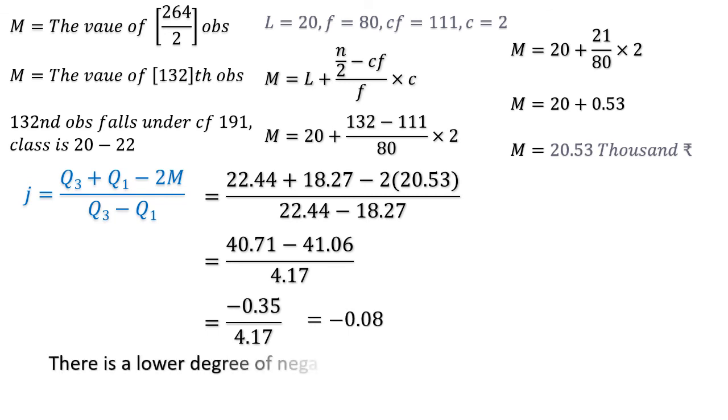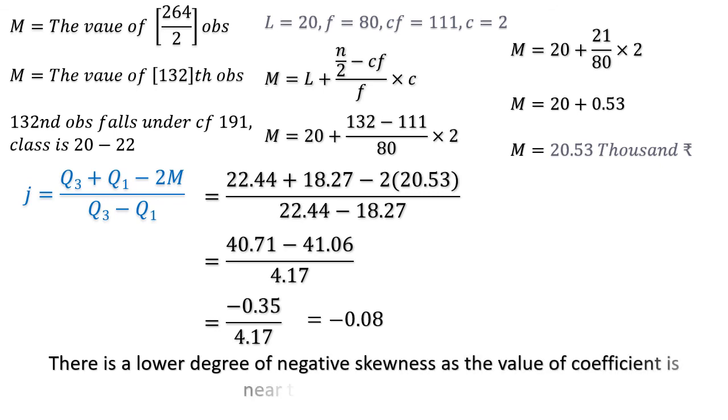Naturally, the value is negative and very near to 0, so there is a lower degree of negative skewness as the value of the coefficient is near to 0 and is negative. So that would be your statement. With this, our exercise 5.2 ends.